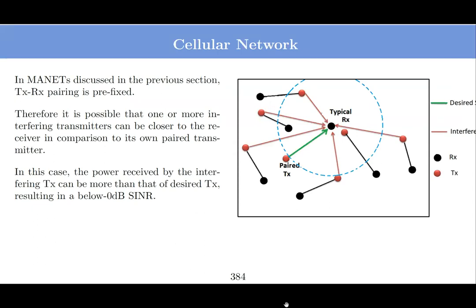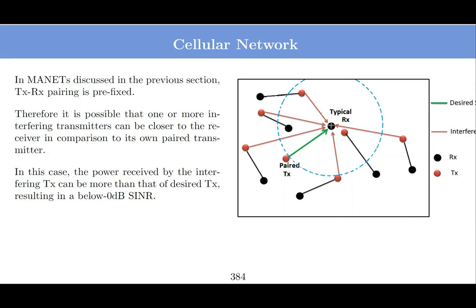I will spend some time discussing why this is different from MANET and why it is called a cellular network. Then we will see what kind of changes we have to make in order to analyze such systems. In the MANETs we discussed in the previous chapter, this TX-RX pairing is prefixed, right? So this means that one or more interfering transmitters can be closer to the receiver in comparison to its own paired transmitter, right?